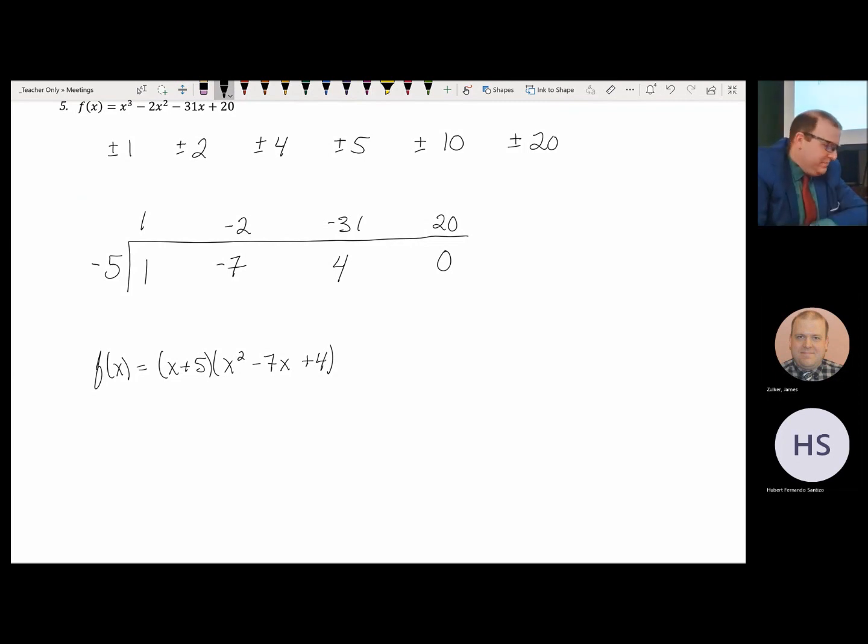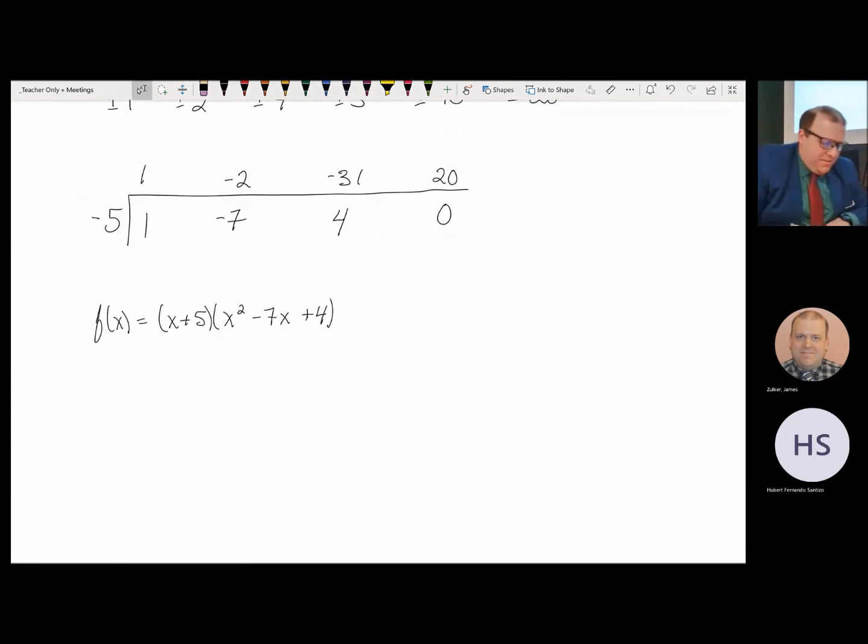Down to a quadratic. Can that be factored? I have a yes and I have a no. Who said yes? Who said no? Okay, so we're voting on teams. The team that is wrong gets executed. So vote carefully. Who's joining team yes, it can be factored?